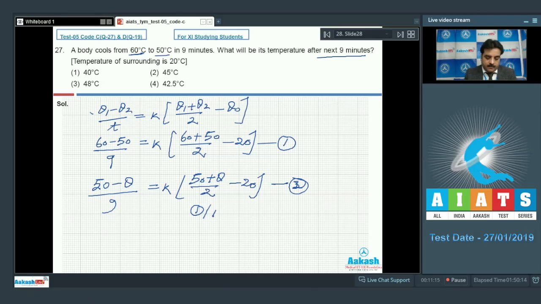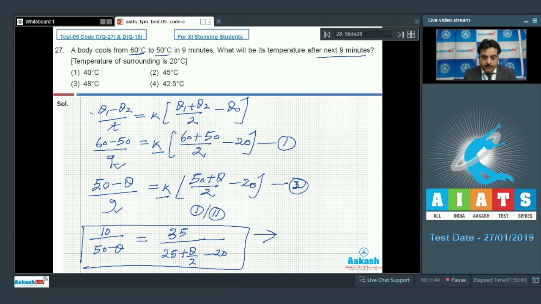If I divide equation 1 by equation 2, you will see K will cancel out, and this 9 and that 9 will cancel out. So you have 10 upon (50 minus theta), and after taking LCM you will get 35 upon ((25 plus theta) divided by 2 minus 20). Now you will get a simple equation. When you calculate it, you will get theta equal to 42.5 degrees centigrade. So this is how you can find the answer. My option number 4 will be the right choice.